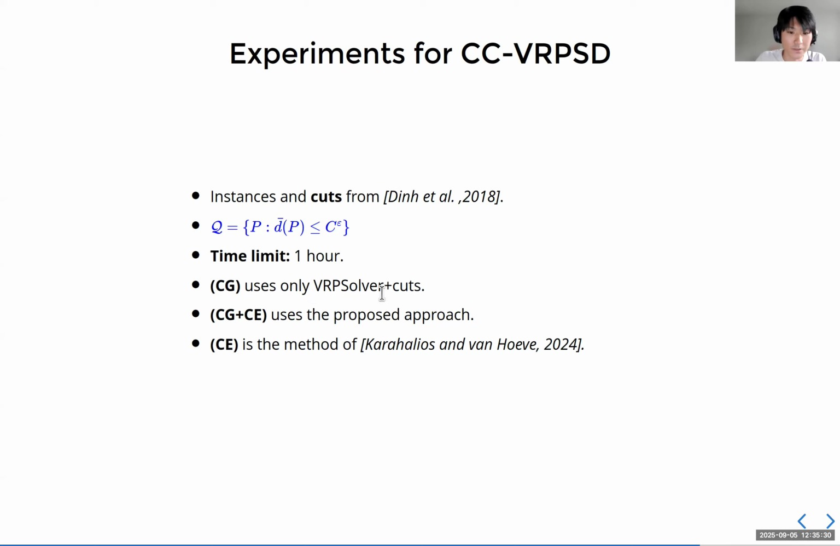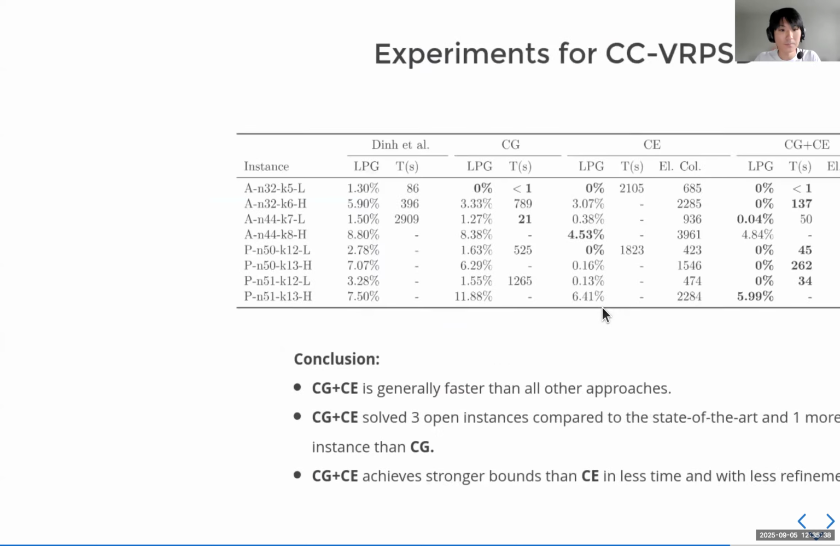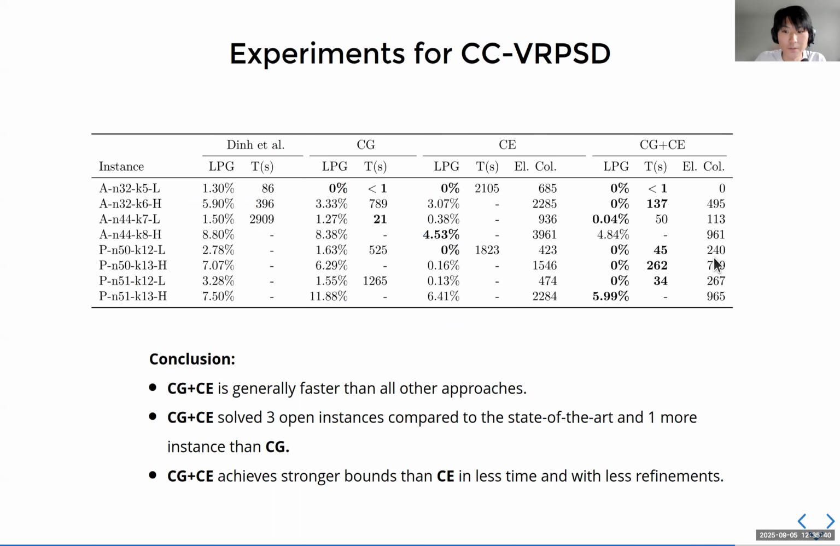CG is just VRP solver plus these cuts. CG+CE is our proposed approach, and CE is the recently proposed column elimination method. And here's a table with our results. LPG represents the LP gap at the root node. TS is the total runtime, and this is the number of eliminated columns.